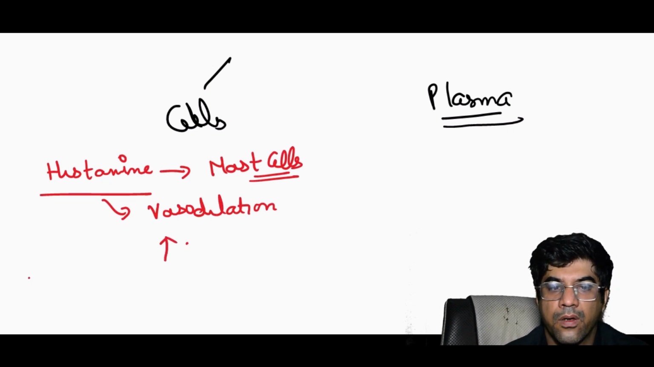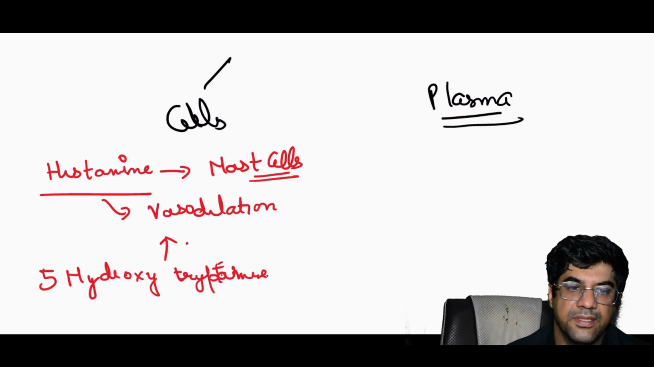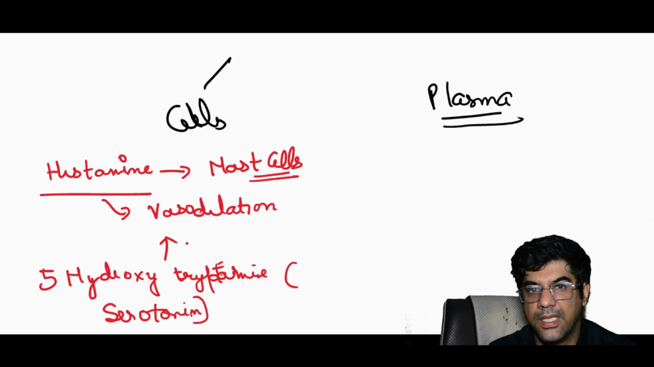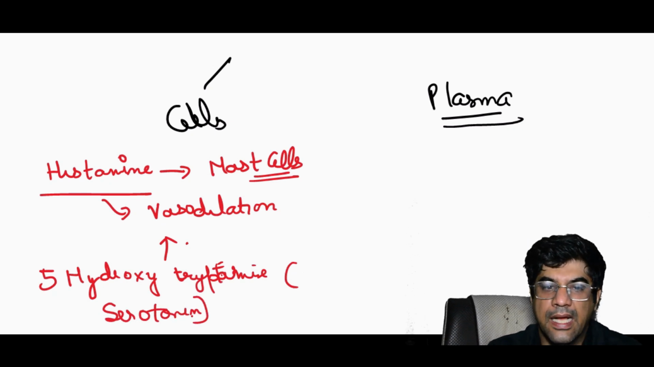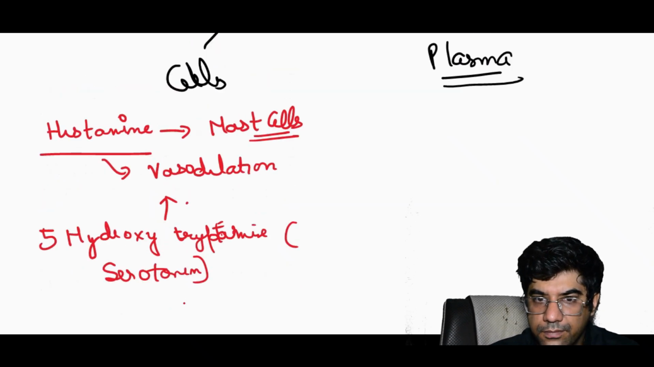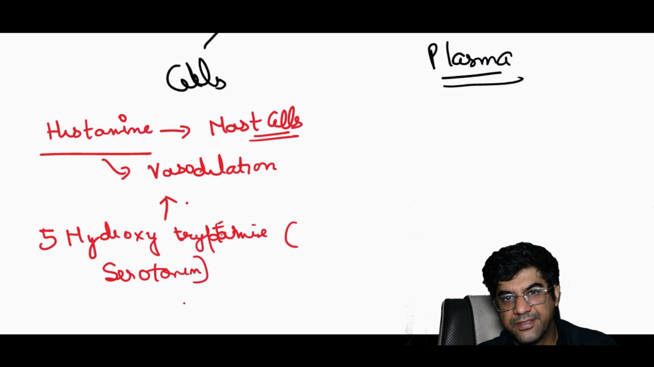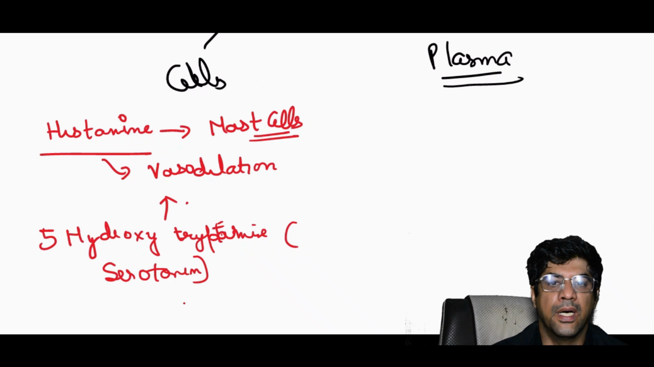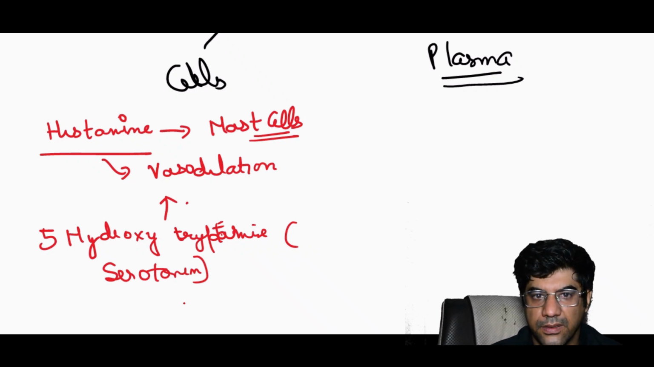Other is 5-hydroxytryptamine, that is the serotonin. It is released from the platelets and it has a similar effect as that of histamine. Now can you tell where the histamine is commonly found in the body? Well, histamine is found in the mast cells and the basophils.